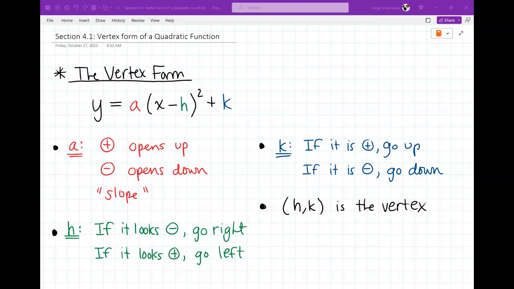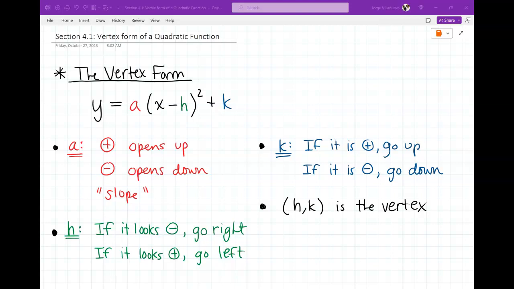But vertex form looks very similar to the absolute value function's standard form, right? Or I guess you could call it its vertex form as well. But the only difference is that we have parentheses with a square at the end instead of the two absolute value symbols, right? But I had already pre-written everything because it's basically just a repeat of what we've learned before. So we learned before that our A term tells us whether it opens up or if it opens down.